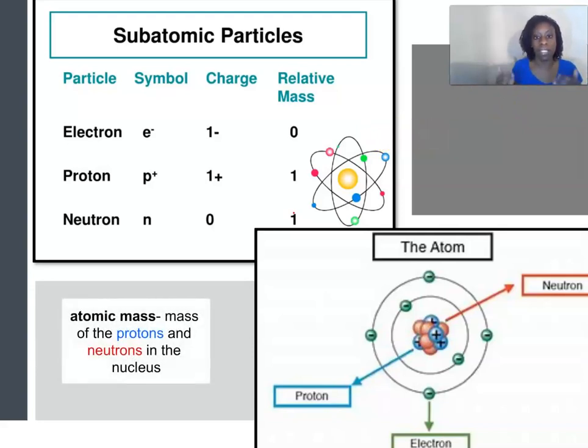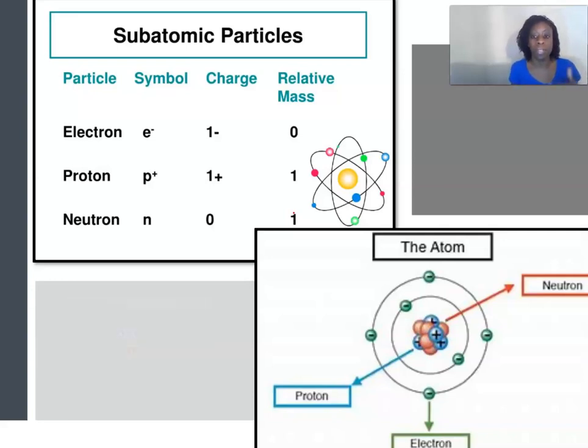And the atomic mass is equal to the number of protons and neutrons in its nucleus, or the mass of the protons and neutrons inside the nucleus. Okay, and remember, protons and neutrons have the same mass. They both have a mass of 1 Dalton or 1 AMU. So since protons and neutrons have an equal mass, then we can take the atomic mass, divide it by 2, and that'll give us the mass of the protons and the mass of the neutrons, right?